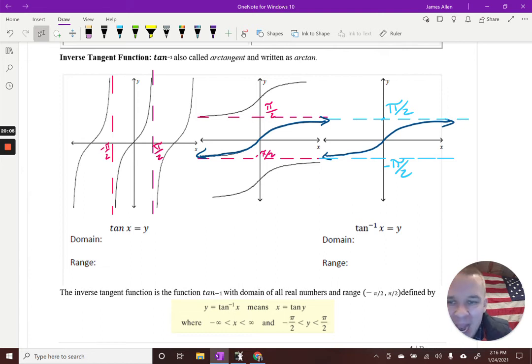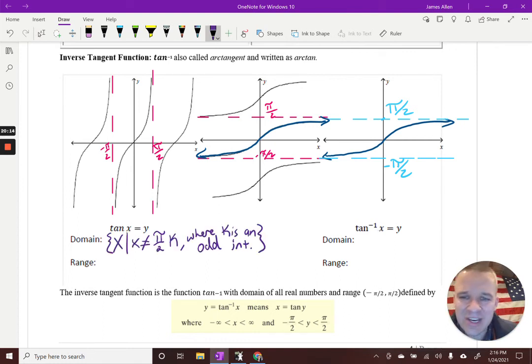So my domain of a tangent function is going to be x such that x cannot equal pi over 2 times k, where k is an odd integer. You may also see it written as x cannot equal pi over 2 plus pi k, where k is an integer. I know our online book writes it like I have here.